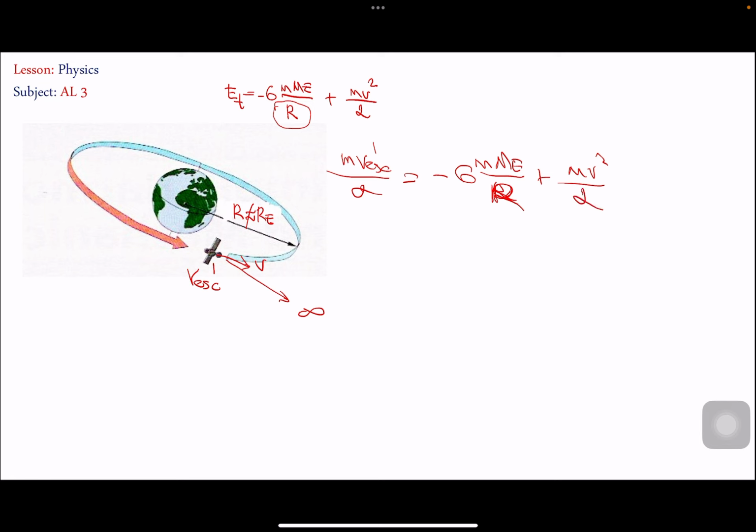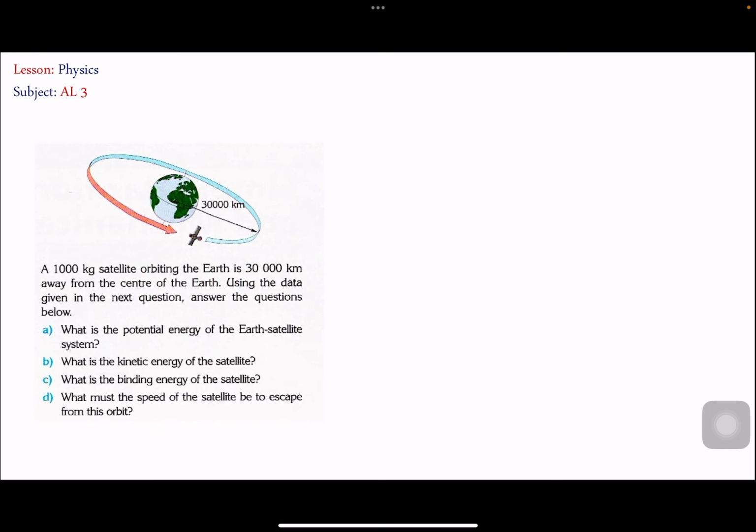If the certain amount of radius, I mean the altitude, is also given, the things again will be the same. I have here, of course, the square. Now let's suppose that I have 30,000 kilometers, and the mass of Earth I already know. And I already know the mass of the satellite is given.